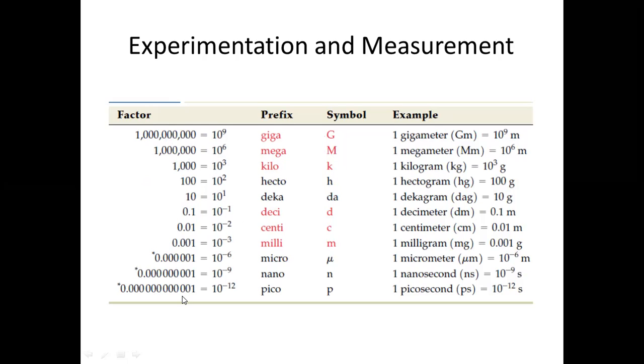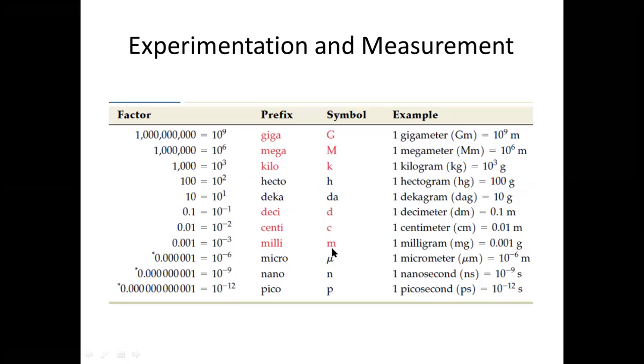Now moving to the reverse order. If I divide 1 by 10, it becomes 0.1, or exponent minus 1, called deci, and the symbol is small d. Further dividing by 10, the value will be 0.01, or exponent minus 2, called centi, and the symbol is small c. Further dividing by 10, it is 0.001, exponent minus 3, called milli, and the symbol is small m.